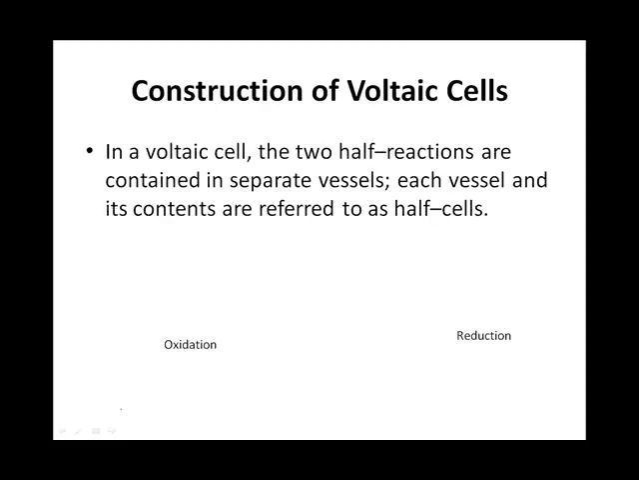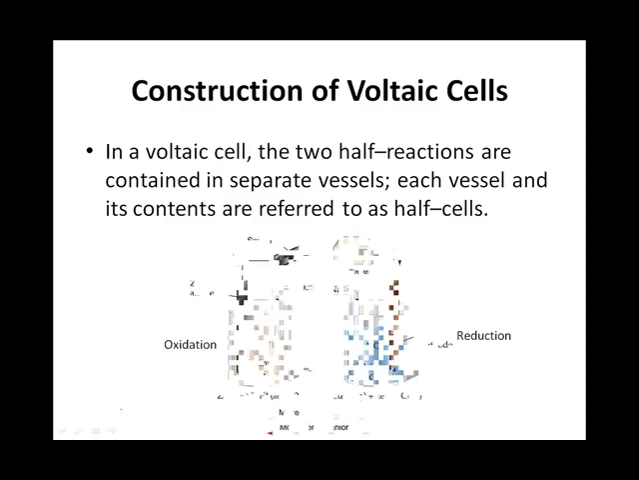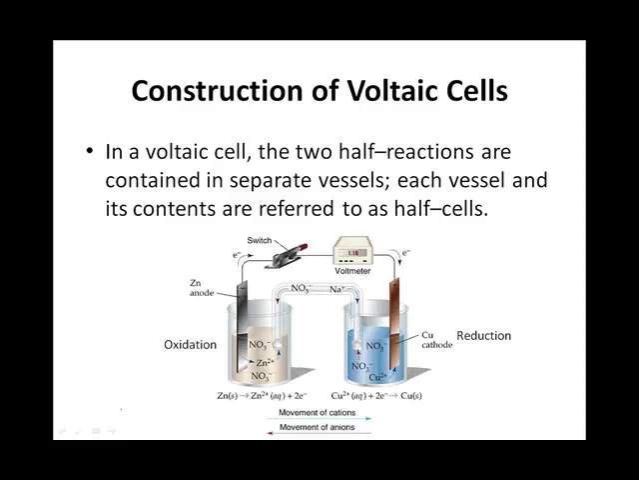In order to construct a voltaic cell, you need to provide it with two half reactions that are contained in two separate vessels. Each vessel and its contents are referred to as a half cell. So, in the case here, you have one vessel, which is the site of reduction, and then you have another vessel with the site of oxidation.